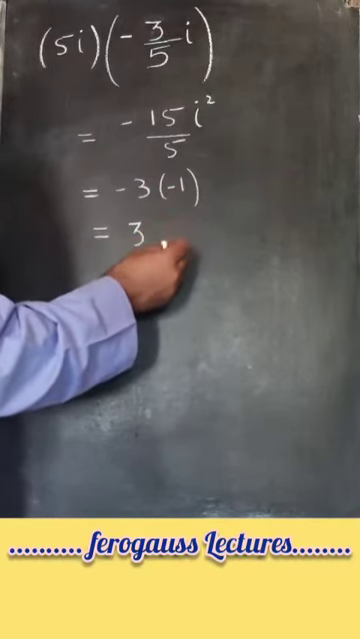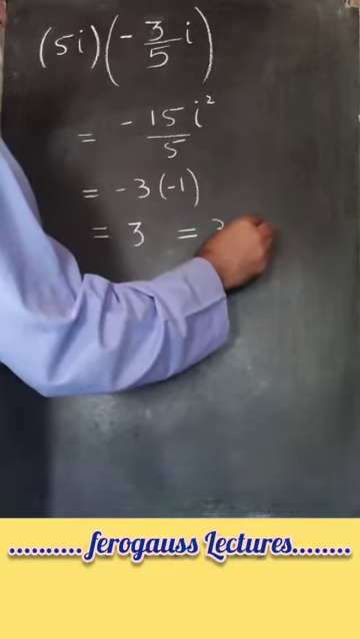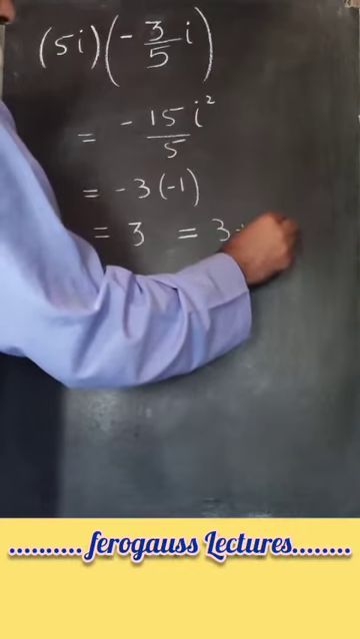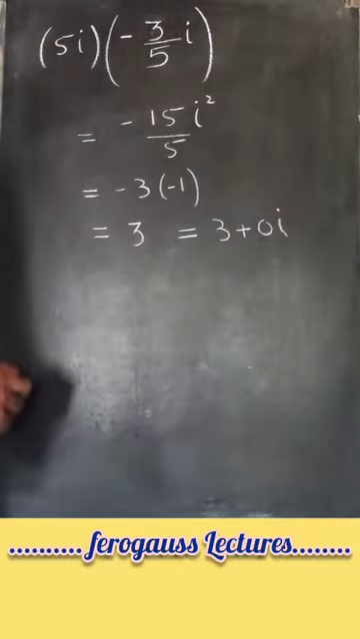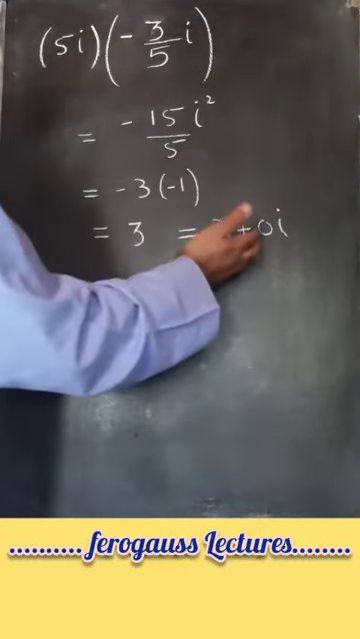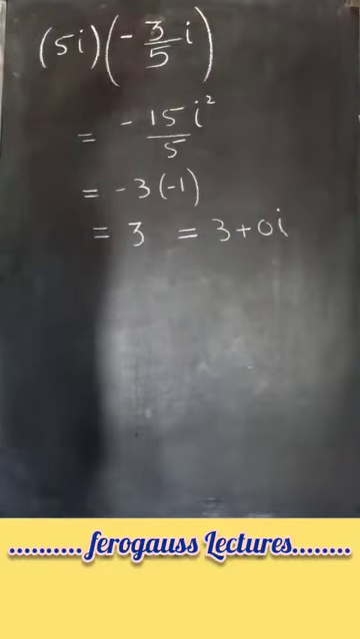Or we can write it as 3 plus 0 iota. So it is in the form of a plus iota b. That completes the question. Let us take one more complex number.